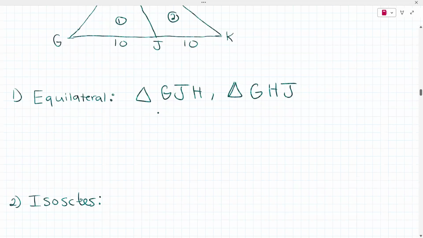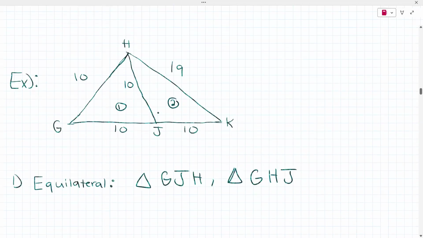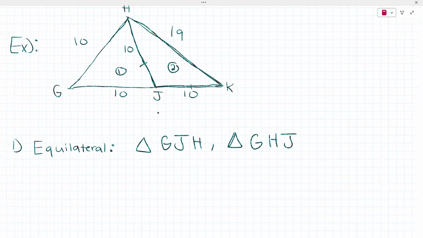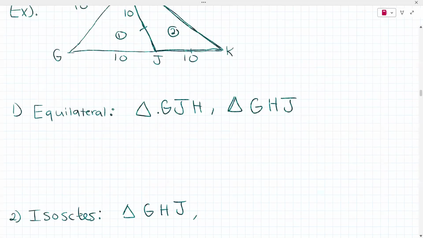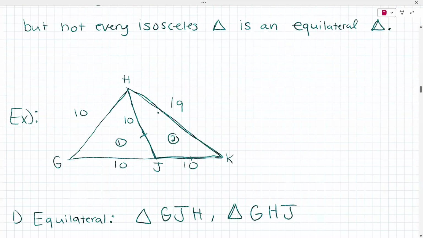Okay. What about an isosceles? In an isosceles, two sides are the same. So I think it's related to triangle two. If you look at this triangle right here, notice that these two sides are the same, and that's enough to say it's an isosceles triangle. So I think there are two ways you can describe that triangle. You can label it as triangle G H G. Let's see if that's true. Where's G H?